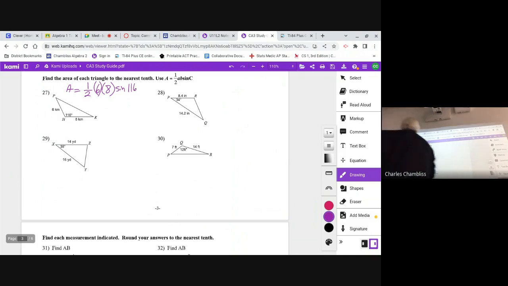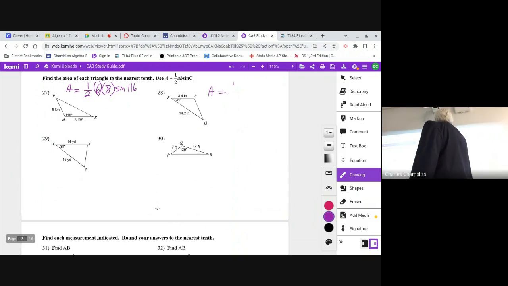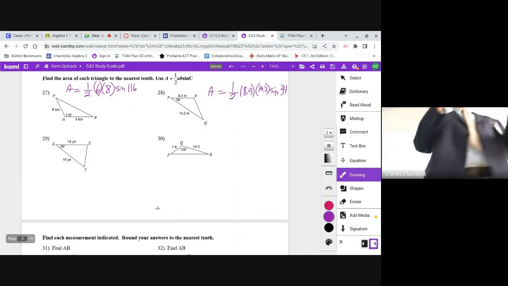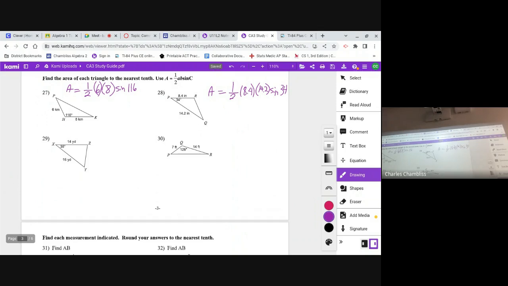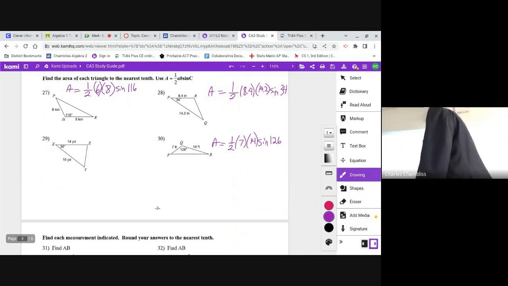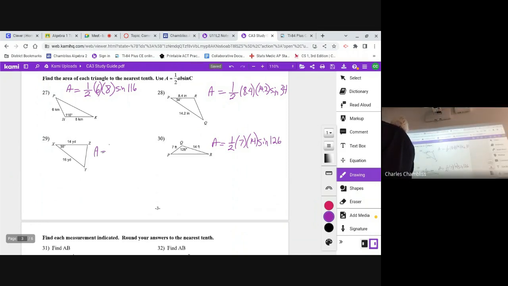16. Here, area equals 1/2 times 8.4 times 14.2 sine 34. And that's all I'm doing right here is I'm just setting up the equations, because once I've got the equations set up, it is calculator. So area equals 1/2 times 7 times 14 sine 126. And then area equals 1/2 times 14 times 12 sine 38.